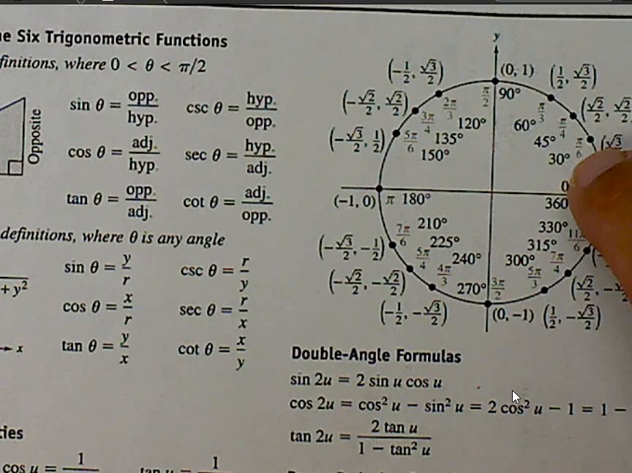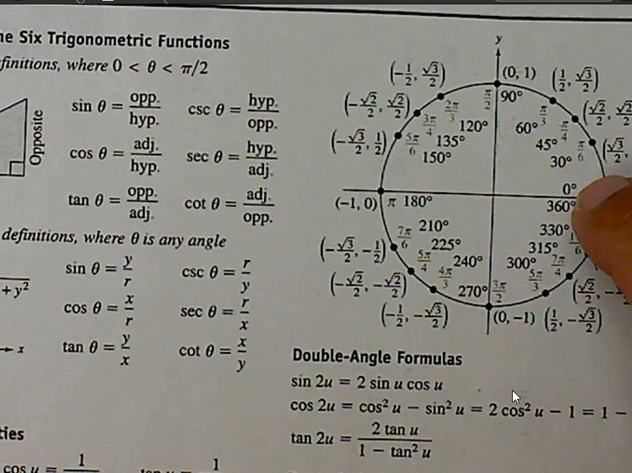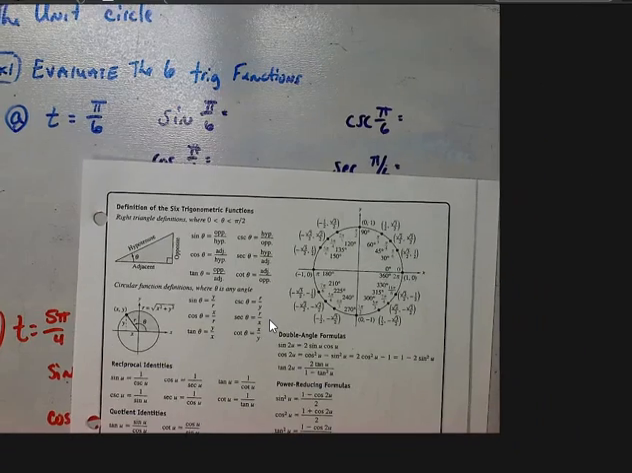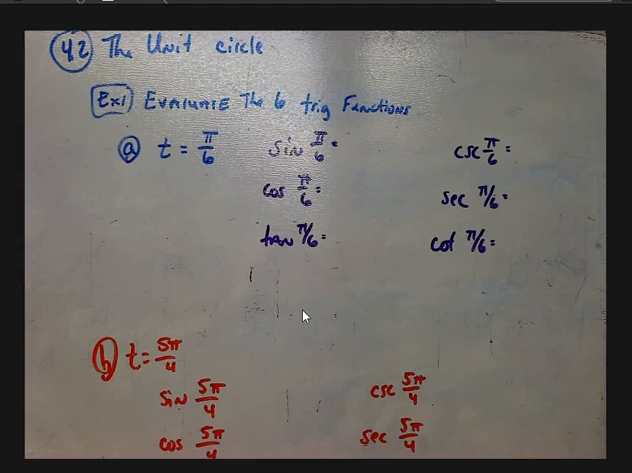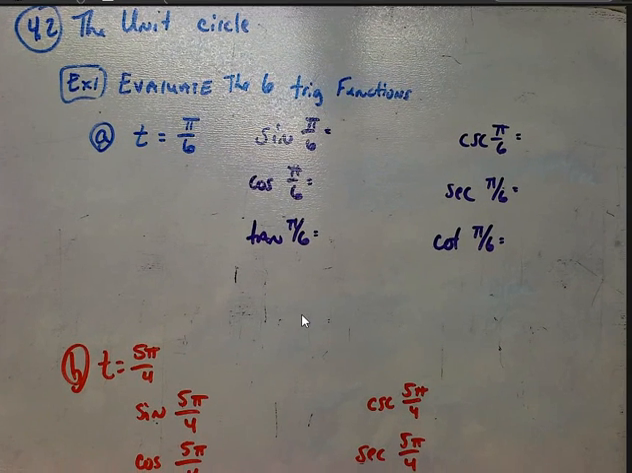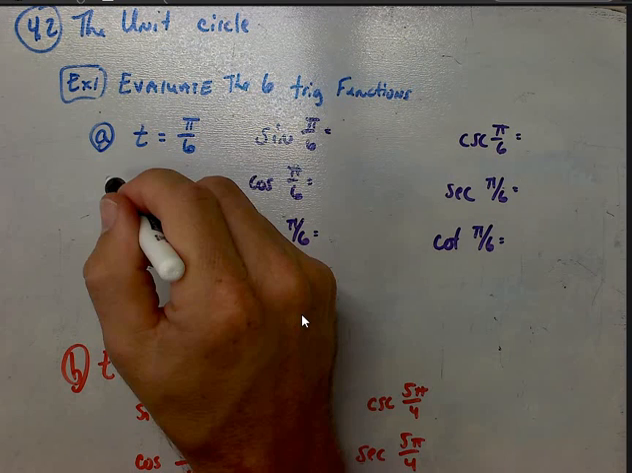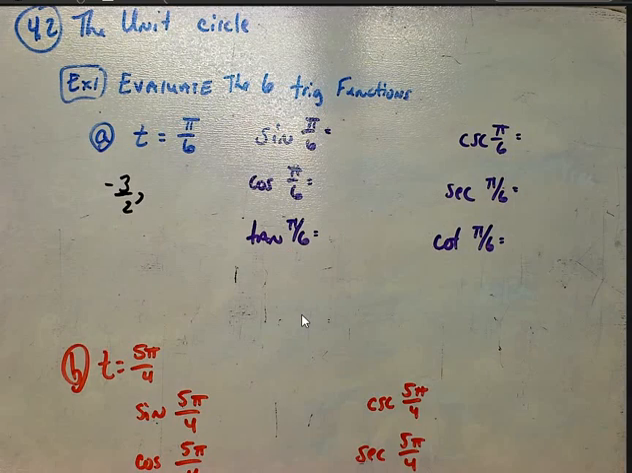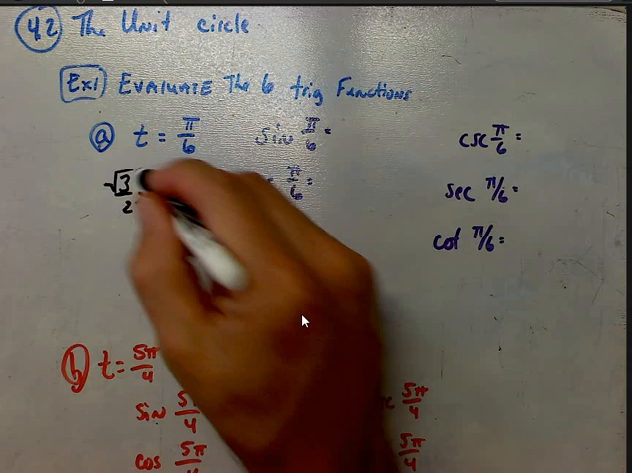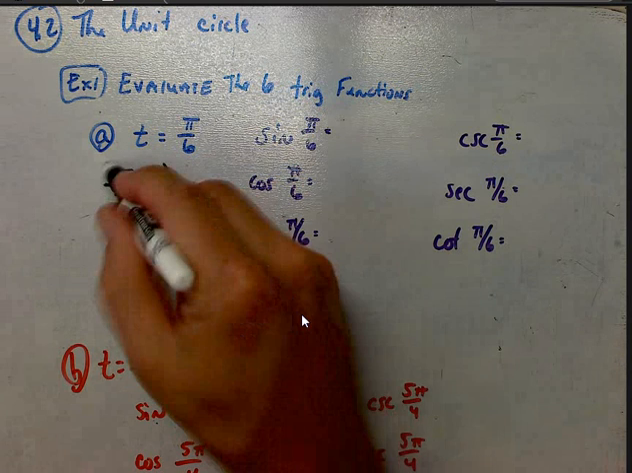To use the circle, we have to use the ordered pair that goes with it, square root 3 over 2, comma 1/2. This ordered pair is what we're going to use to evaluate the 6 trig functions. So, I'm going to write that ordered pair down right here, square root 3 over 2, sorry, not negative, but square root 3 over 2, comma 1/2. That's the ordered pair of pi over 6.